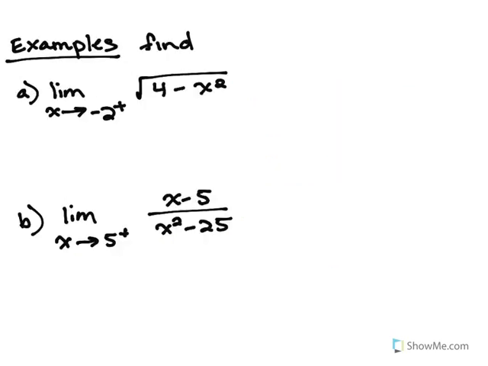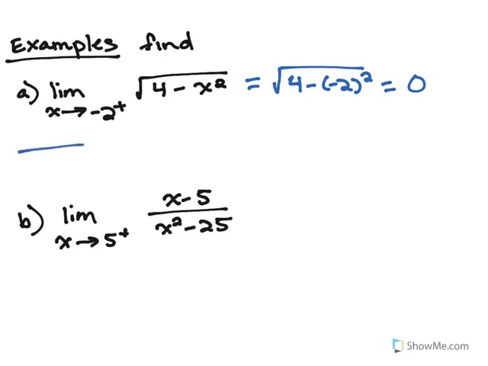All right, so let's find some one-sided limits. Now, what we want to do with one-sided limits is direct substitution, but we have to think about them a little bit harder. If I plug a -2 in here, I'm going to get 4 minus 4 is 0, square root of 0 is 0. But we're talking about -2 from the right.